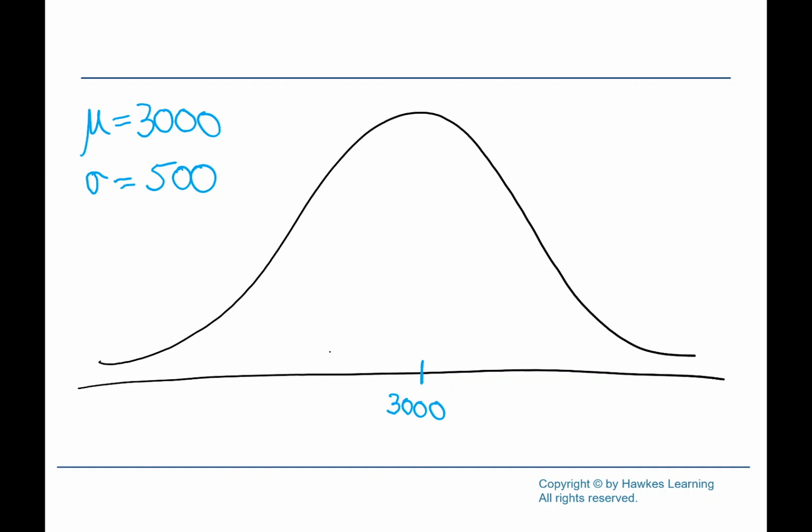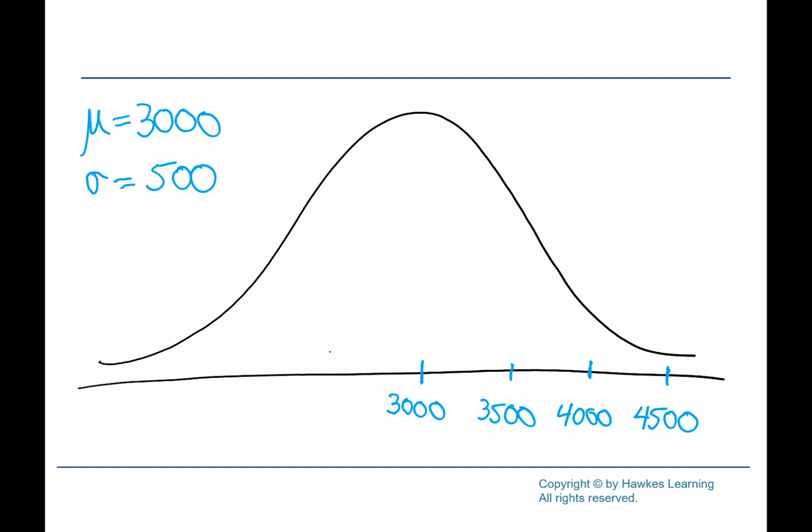So if I want to go up 1 standard deviation from the mean, I do 3,000 plus 500. That's 1 standard deviation. So 3,000 plus 500, 3,500. And then we can go up another step. We add 500 again, get to 4,000. And then do the same thing one more time. So plus 500 more, get to 4,500.